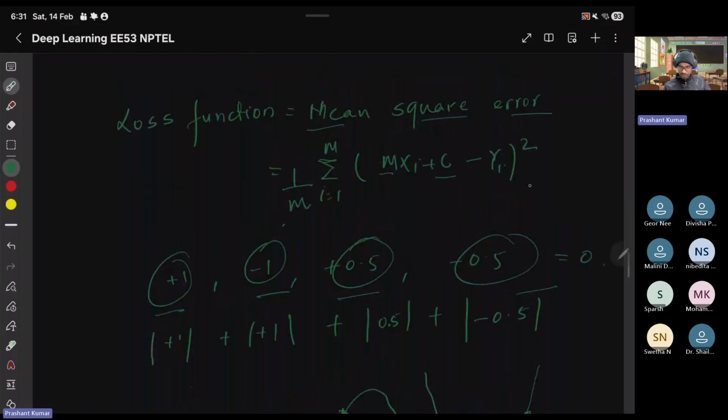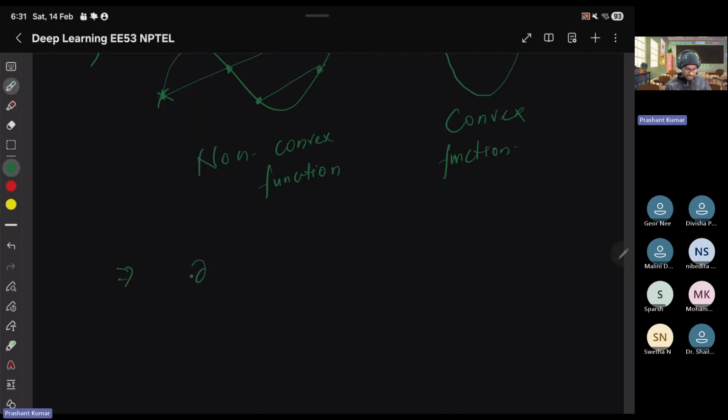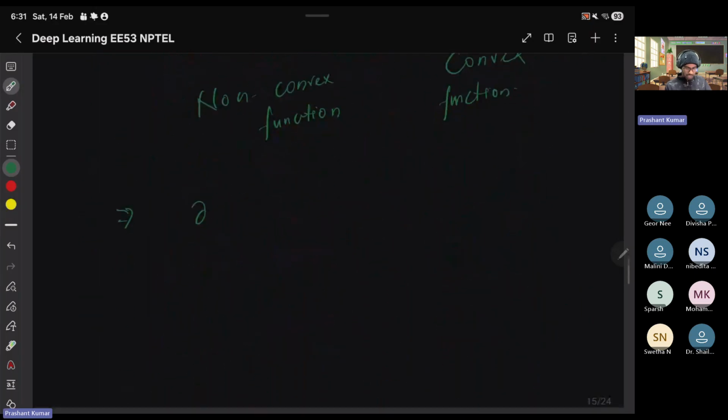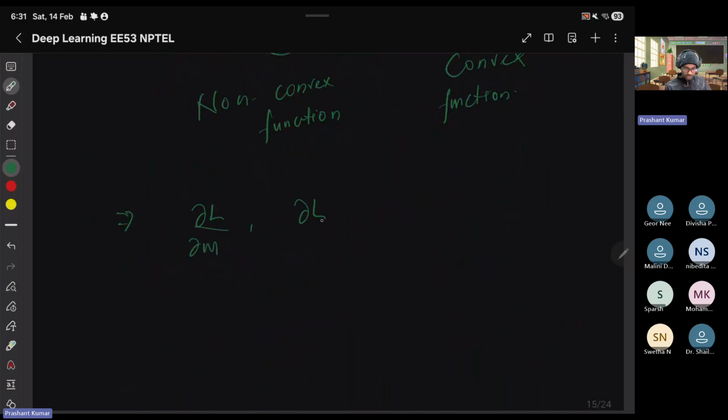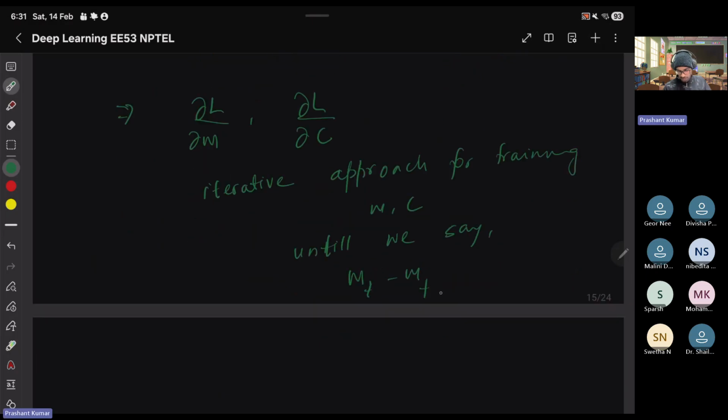Okay. So now we have done this mean square error. We have got this loss function. We are calling this L, and we can always find the values of dou L by dou M and dou L by dou C. And we can do the iterative approach for training M and C until we say that M_t minus M_(t-1) is less than epsilon, and C_t minus C_(t-1) is less than epsilon. So these are the conditions where I want to stop my optimization.